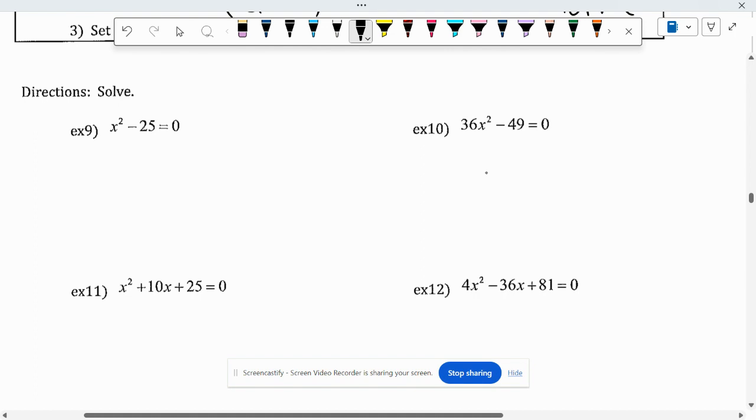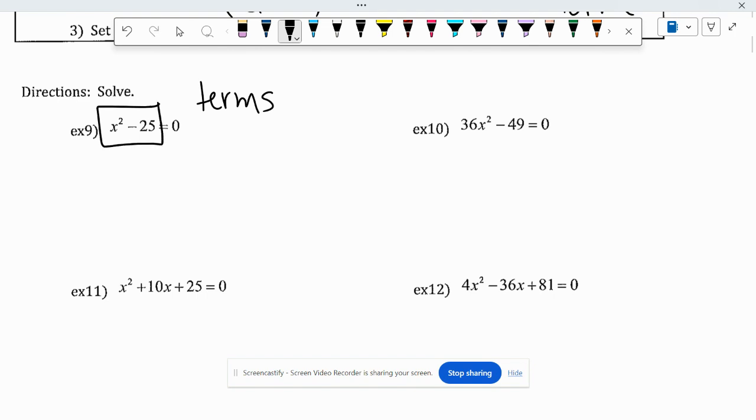So here's our first example. How many terms does this have? It has 2 terms. If it has 2 terms, it's probably a difference of 2 squares. What is the square root of x squared?